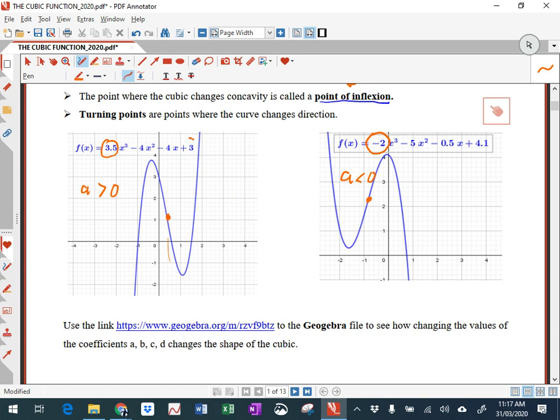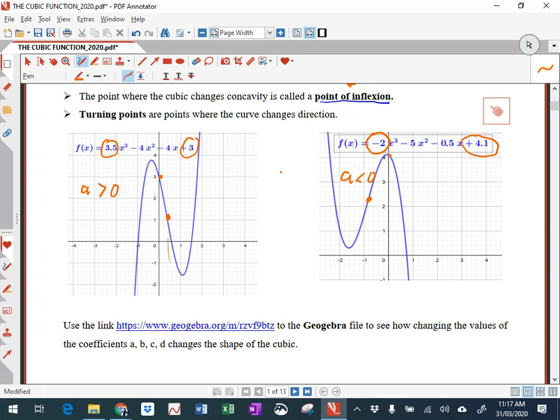Notice also the constant term 3, positive 3. Look, that is the y-intercept, isn't it? And over here, well, I should have done this a bit better, but 4.1, if you look, this is a little bit above 4. 4.1 is the y-intercept of that cubic.